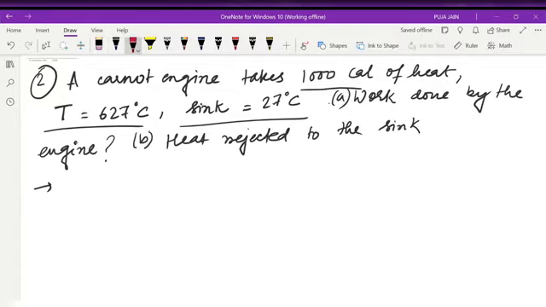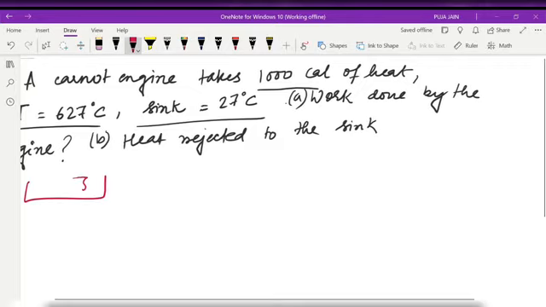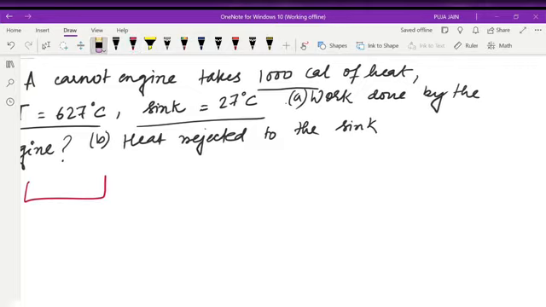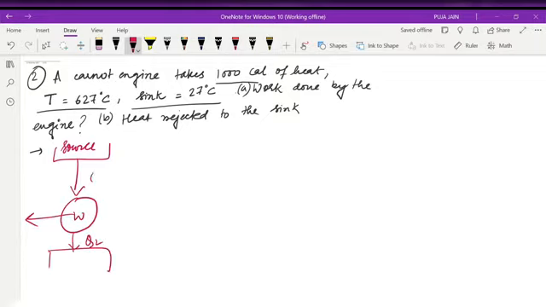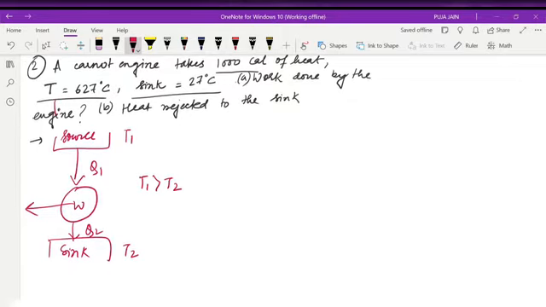They have said a Carnot engine. This is our source. This is work done. This is our sink. This is Q2, Q1. This sink is at a temperature T2, and the source is at temperature T1. T1 is greater than T2. Source and sink temperatures are given. So this I can say T1 and this I can say T2.